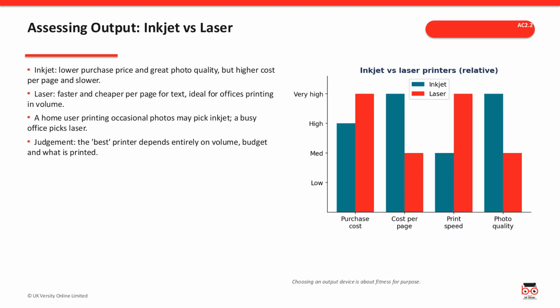Let's weigh up two printers as a proper judgment call. An inkjet has a lower purchase price and produces gorgeous photos, but it's slower and costs more per page once you factor in the ink. A laser printer is quicker and far cheaper per page for text, which is ideal for an office churning out documents. So a home user printing the odd holiday snap might choose inkjet, while a busy office picks laser. The best printer genuinely depends on what you're printing and how much.